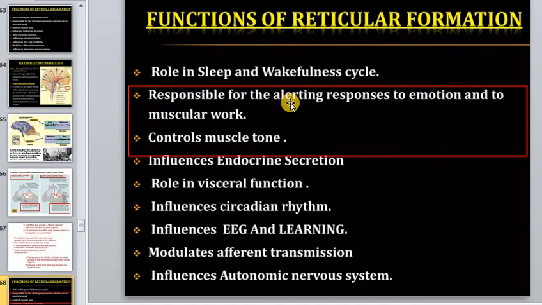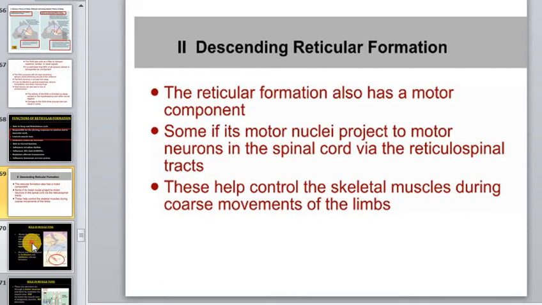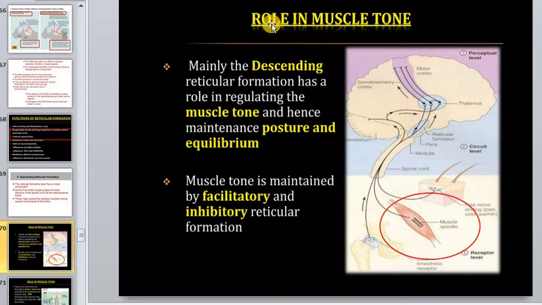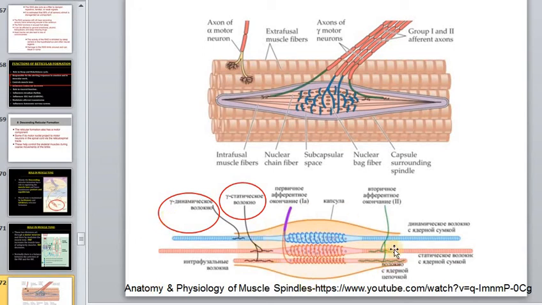It is responsible for the alerting response to emotion and to muscular work, and even controls muscle tone. And here we see the descending reticular formation part, and the reticular formation also has a motor component. Some of its motor nuclei project to motor neurons in the spinal cord, and via the reticulospinal tracts, these tracts of white matter help control the skeletal muscle during movements and limb movements. And here we see the part of the reticular formation which controls the muscle tone and gives the signal to the motor center in the cortex. And do you remember this part of the muscle? The muscle spindle. Let's look more. It is a very important part. It is the gamma motor neurons of the muscle spindle. We discussed this part of the muscle when we studied the muscle.